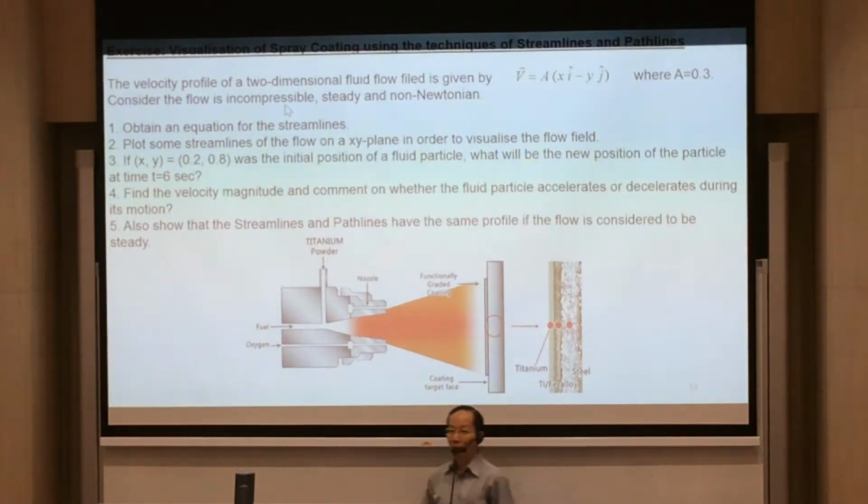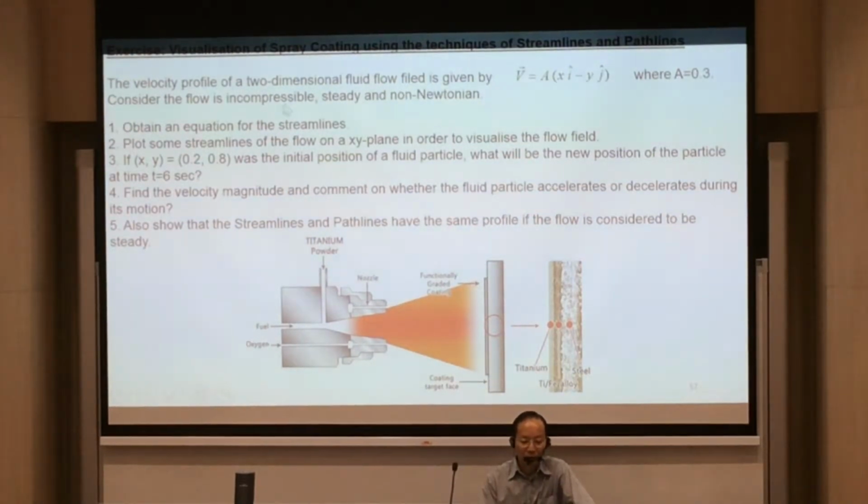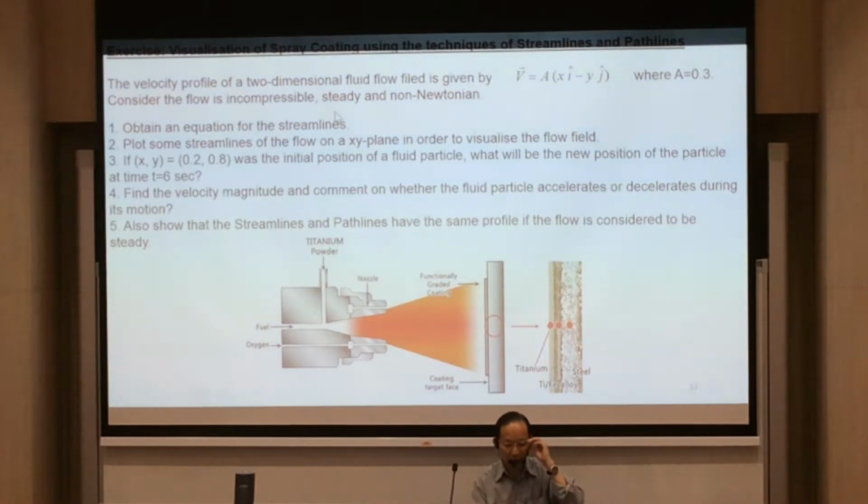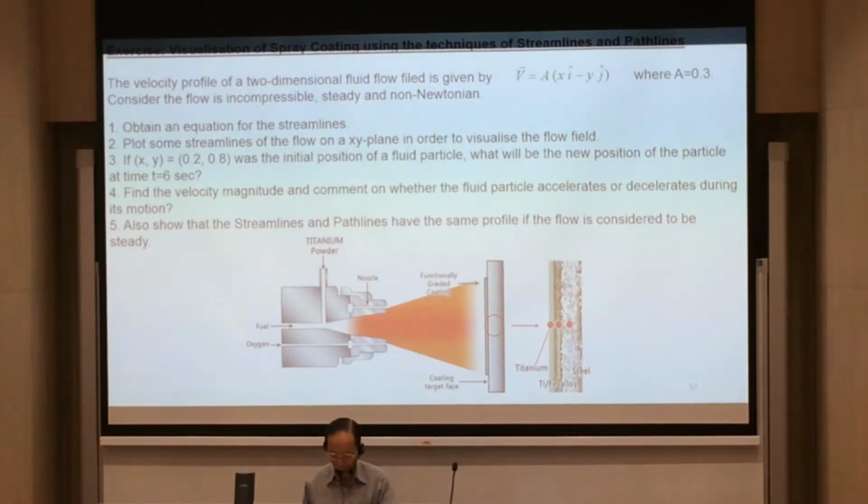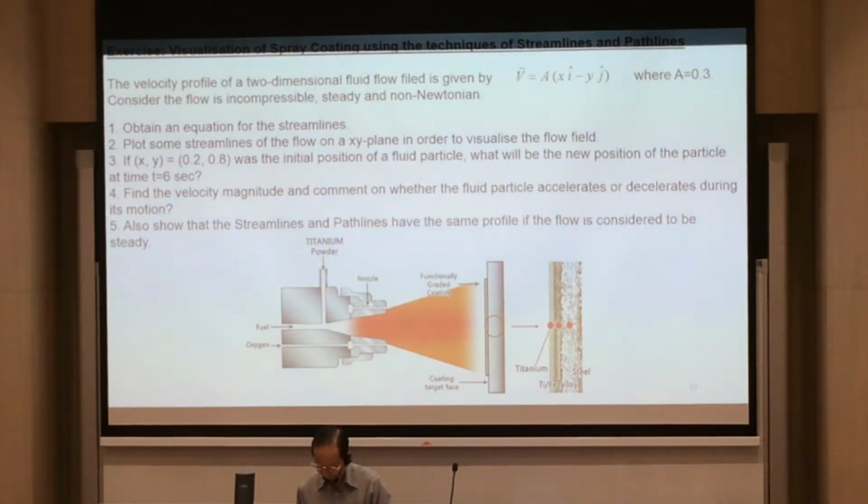Consider the flow is incompressible. Very important. We also cover compressible flow to a certain extent later on, but only the basics of compressible flow. Consider the flow is incompressible, it is steady, so no variation with respect to time, and it is Newtonian. Now, we want to obtain an equation for the streamlines.